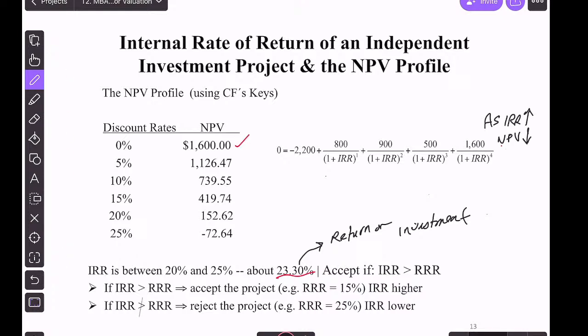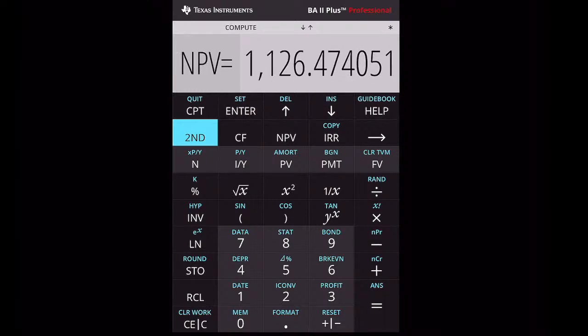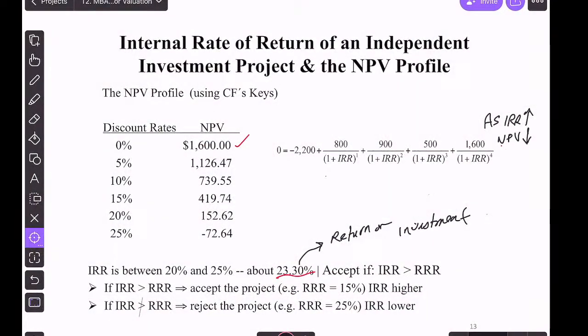What if we set the discount rate to 5%? We should get this number here. So I hit NPV again, use 5, enter down, and recompute NPV. And there it is, 1,126.47. You see? So let's keep going.